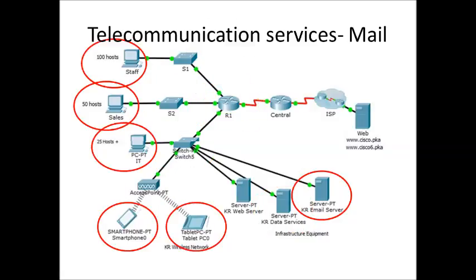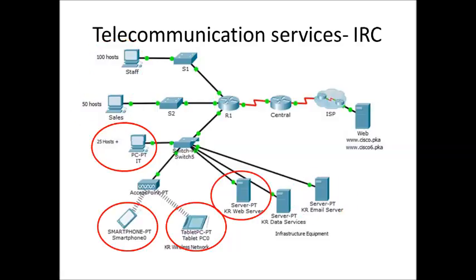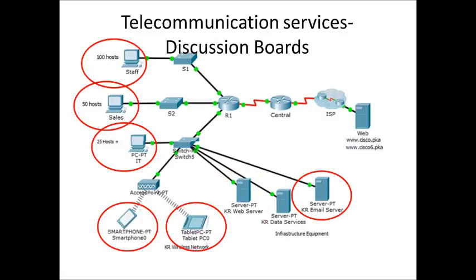Telecommunication services. Mail will be implemented at the KR email server using POP3, and all the clients that will use the email server will use an SMTP application or website in order to retrieve the emails. Internet relay chat will be implemented at the KR network at the web server for the 25 IT clients so that they'll be able to chat using the open service. Discussion boards will be implemented on the KR network at the email server for all clients to use.